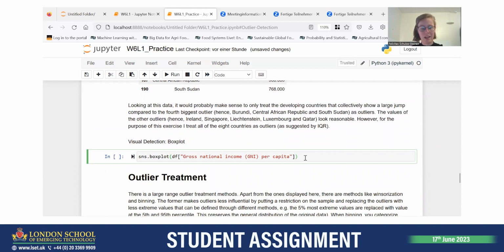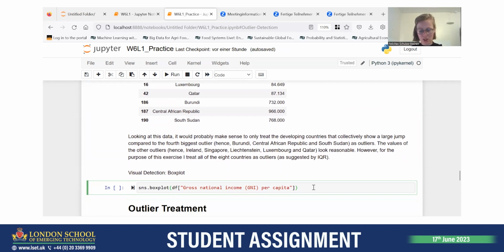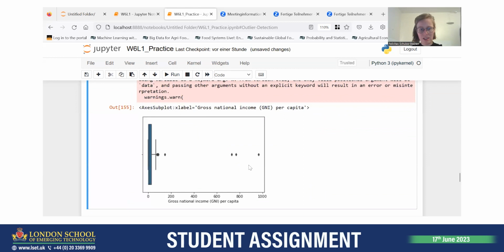Also, we can detect outliers by a visual method, which is the box plot, which relies on the IQR method. It's just a visualization of it. So here you can see that there are several outliers beyond the 75% bound.